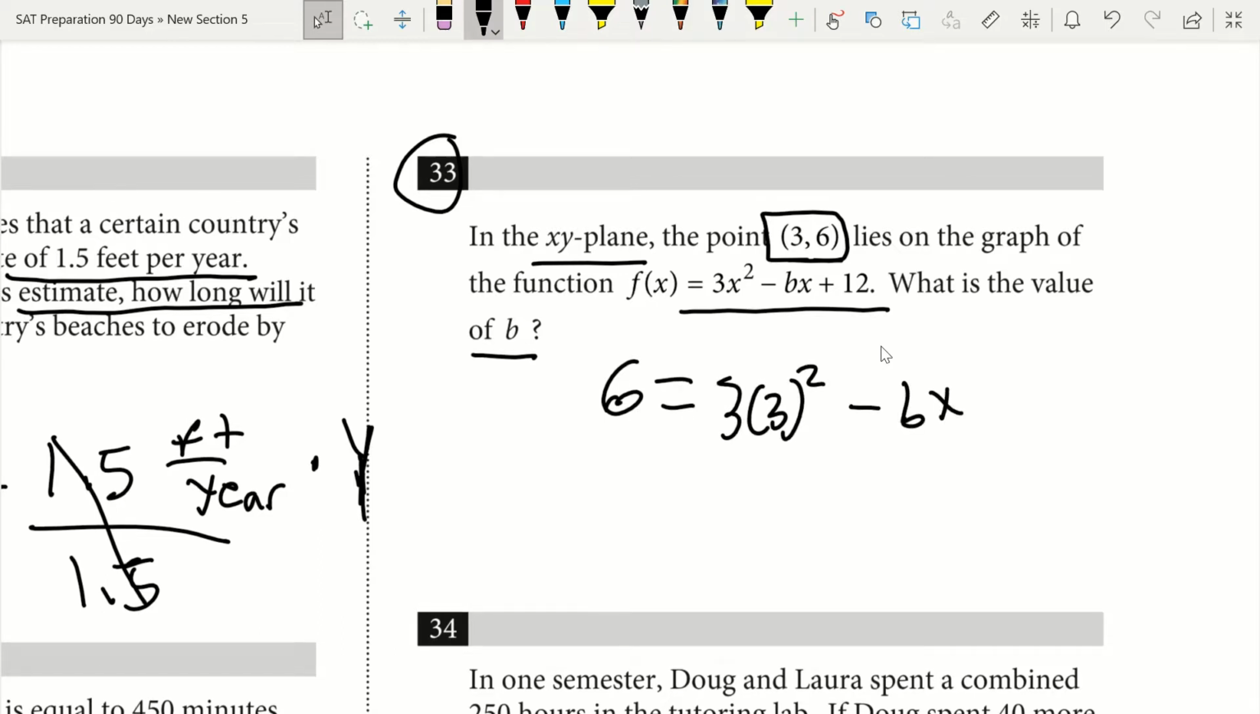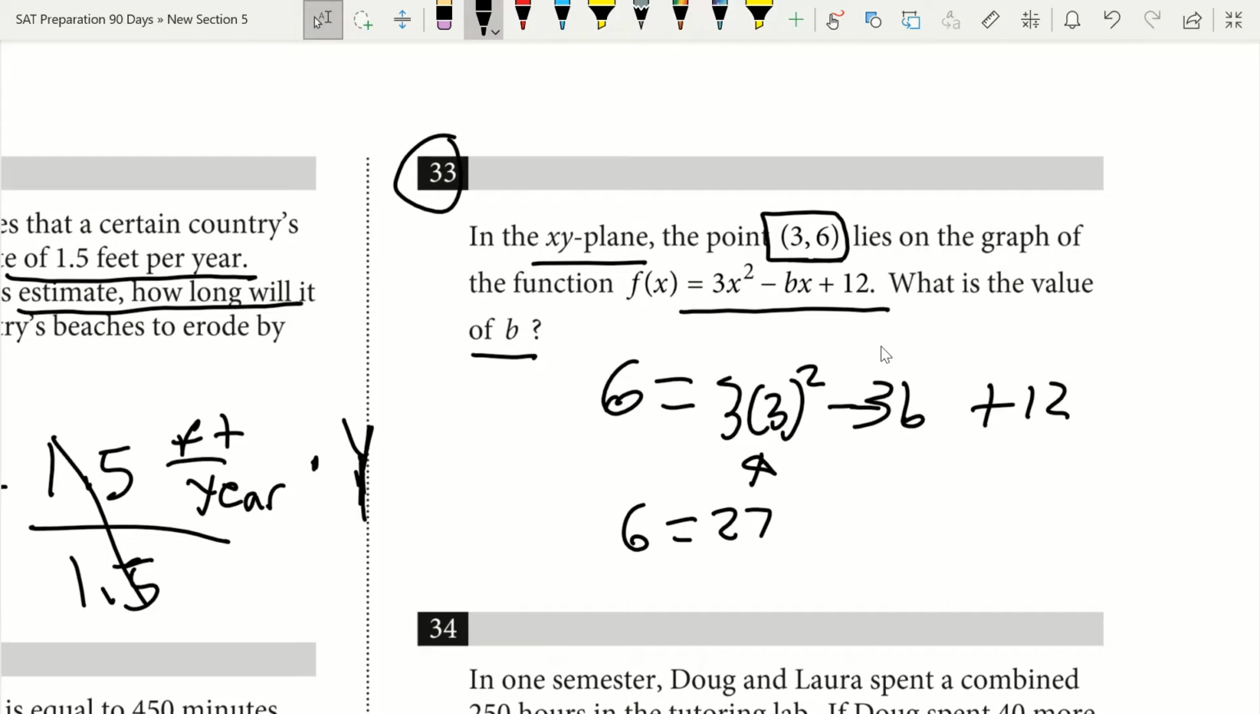Okay, we know that x is 3, so it's going to be minus b times 3, which we can rewrite as minus 3b. And then we got plus 12. Now what we're going to do is go ahead and do 3 times 3 squared. 3 squared is 9. 9 times 3 gives us 27.